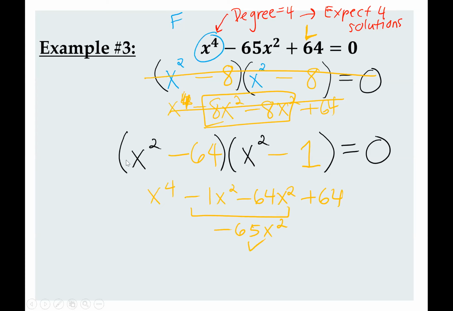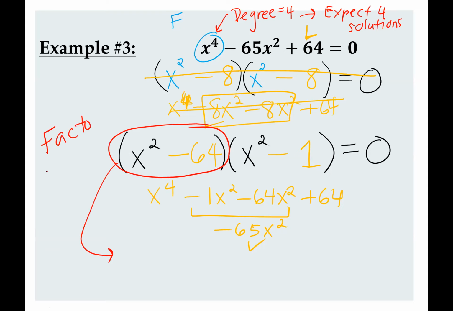Here's where we are. We have x squared minus 64, x squared minus 1. We can continue this. Okay, this can be factored more. So take a second look at each of those parentheses. x squared minus 64, that is a difference of squares. So let's break that up more. This is now factoring completely. Okay, so we factored, but we can keep factoring. We can go more.